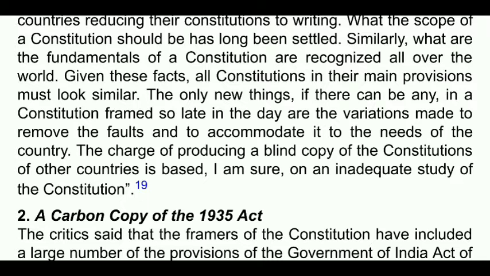The only new things, if there can be any, in a constitution framed so late in the day are the variations made to remove the faults and to accommodate it to the needs of the country. The charge of producing a blind copy of the constitution of other countries is based, I am sure, on an inadequate study of the constitution."